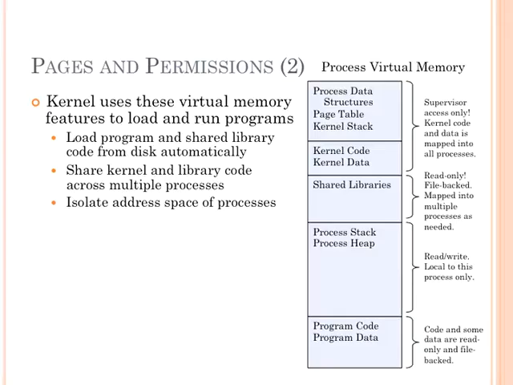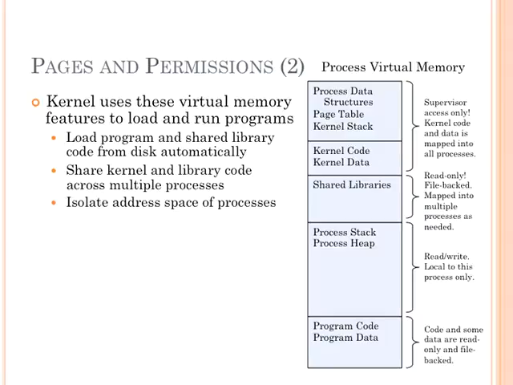Now you'll notice that there's a couple of things missing. I mean, we don't have an execute bit. I think I talk about this in a little bit. But the current x86-64 specification allows you to set execute permissions on pages as well. Okay, so like I say here, the kernel uses these virtual memory features for loading and running programs.